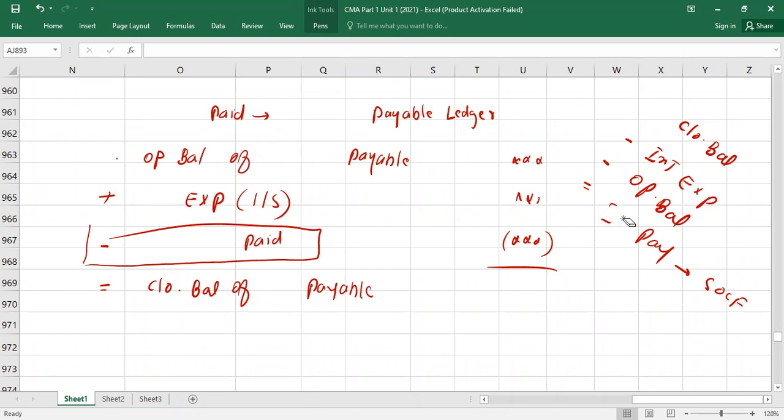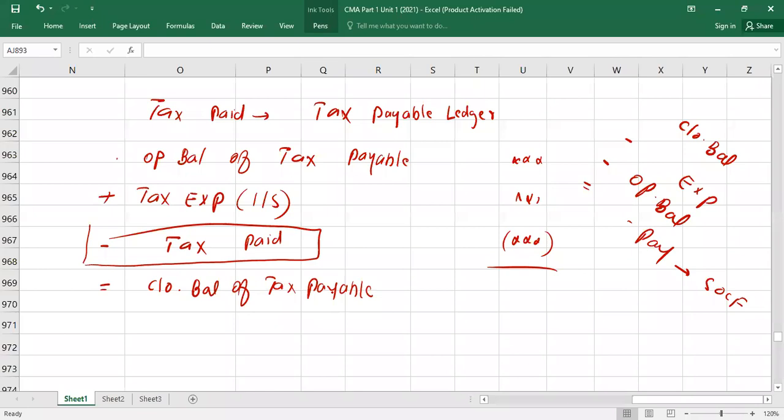Let me remove word first. For example, if you want to calculate tax paid, or penalties paid, or fine paid, you have to go to which account? Tax payable. Deferred tax or income tax, whatever you have. So if you have the opening balance of tax payable plus tax expense, which is written in the income statement, less what? Tax paid is equal to closing balance of tax payable.